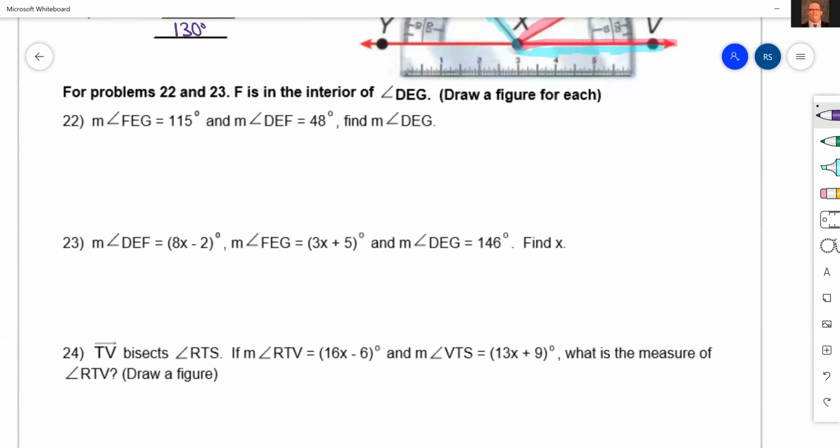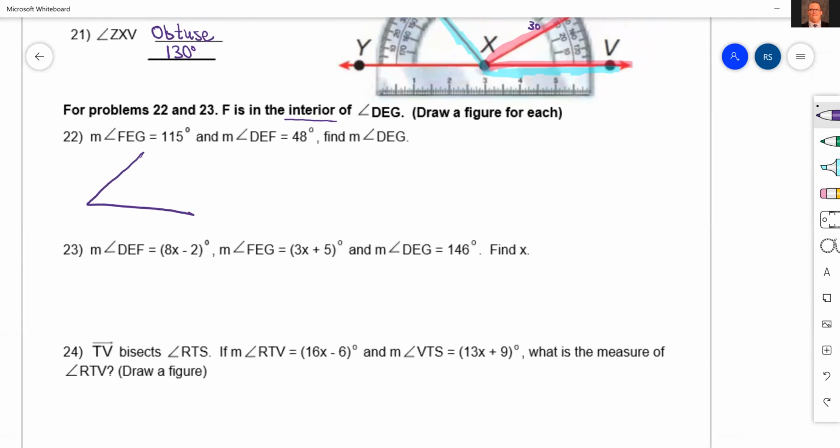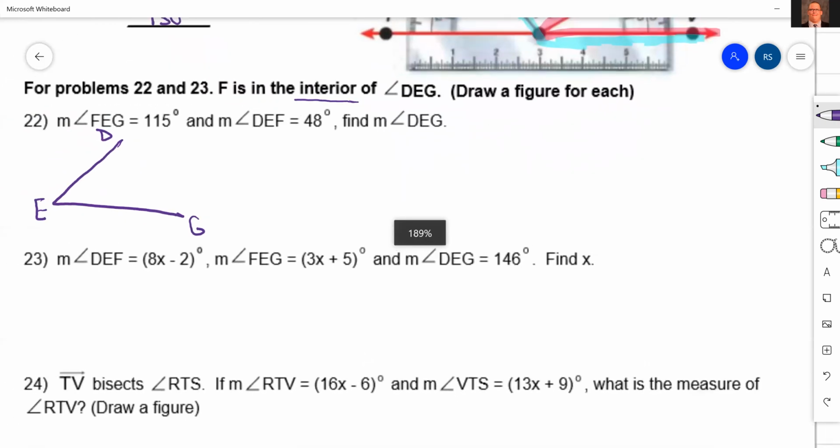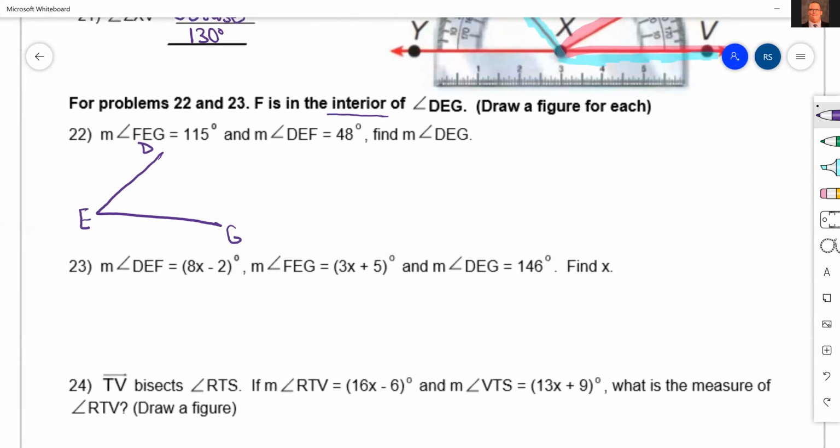Okay, so on 22 and 23, we have problems to work with angles now. It tells us F is in the interior. Remember, interior is inside. So I'm going to draw DEG. So there's D, there's E, there's G. Why this keeps zooming out on me, I have no clue. There. Stay. F is on the inside.